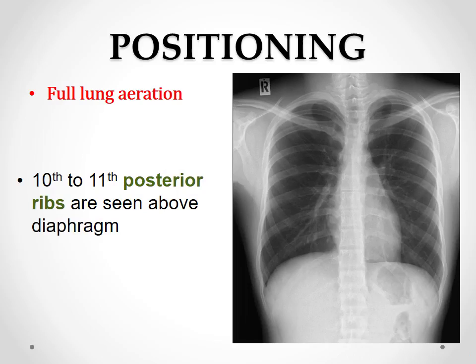In addition, for PA chest X-ray, we need to evaluate the full lung aeration. For correct inspiration, 10 to 11 posterior ribs should be seen above the diaphragm.